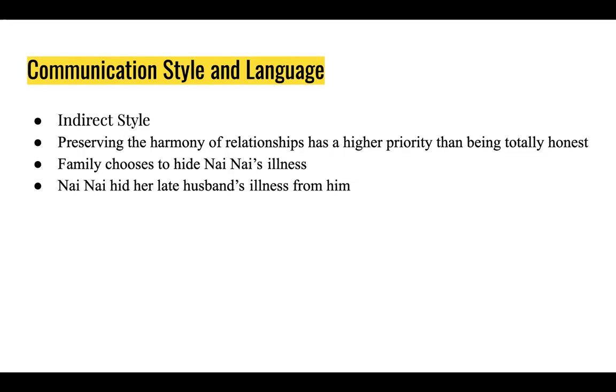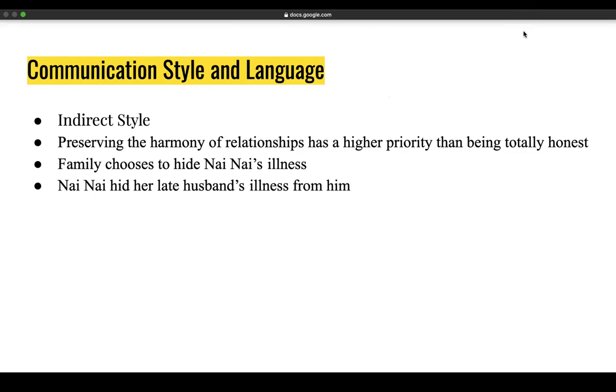But the family does reveal that Nai Nai had done the same thing to her late husband. She hid his medical issues from him so that he could live a normal, happy life for as long as he could. And this kind of thing is super common in China. Doctors actually encourage it. And this is something way different. This would never fly in the United States. It's considered illegal. And yes, they're living a lie, but overall they have the best intentions for Nai Nai, because she as an individual represents the entire family.